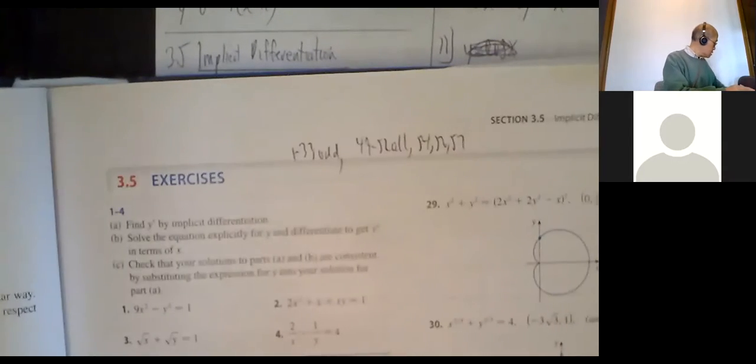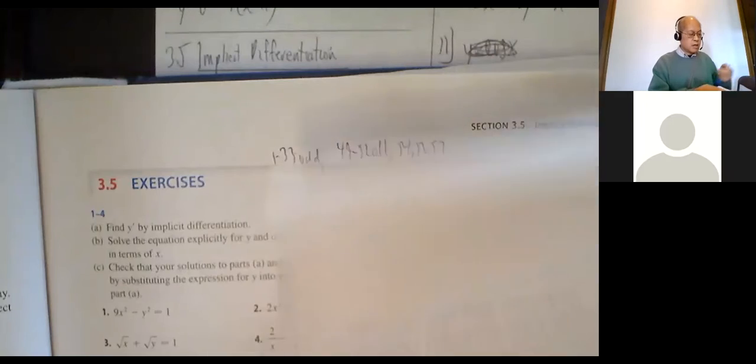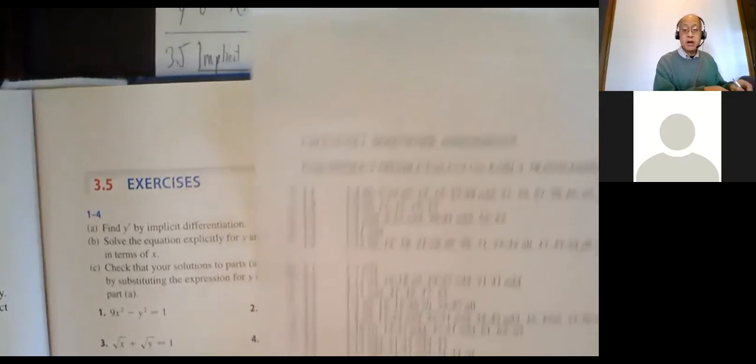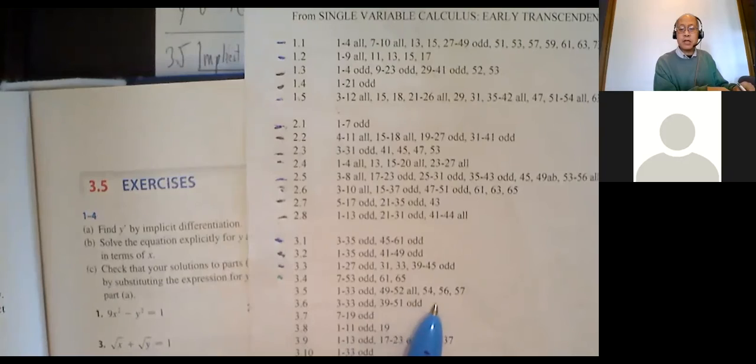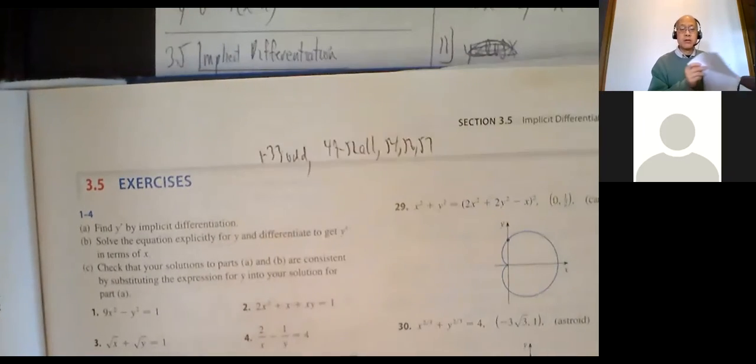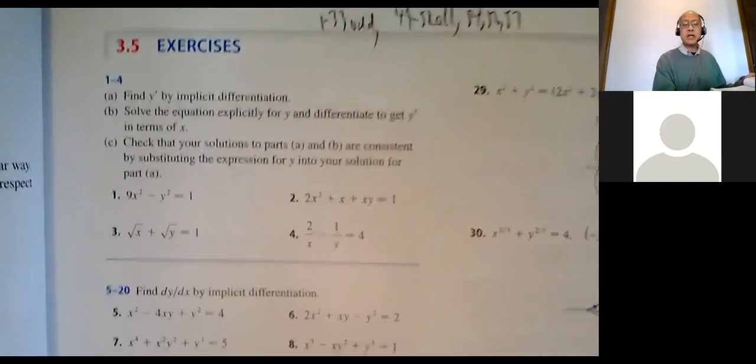Okay, so what do we got? This assignment, 1 to 33. I'm not sure if that's completely accurate. Yeah, 1 to 33, 49, 52, all of 54, 56, 57. Okay. Right, so find the derivatives by implicit differentiation.